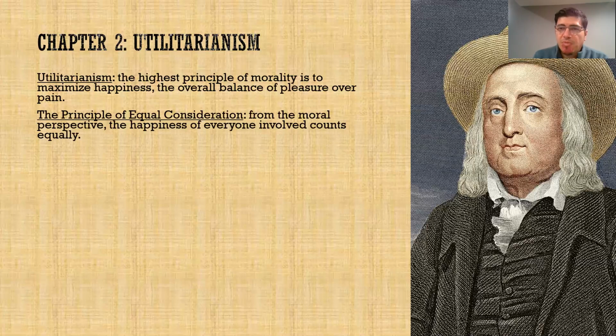From the moral perspective, the happiness of everyone involved in an action, in a policy, in an institution, counts equally. So equality is to be measured when one is calculating how to decide what's the right action. Utilitarianism says measure the consequences, measure the happiness of those involved. The principle of equal consideration says, oh, and by the way, that happiness counts the same.